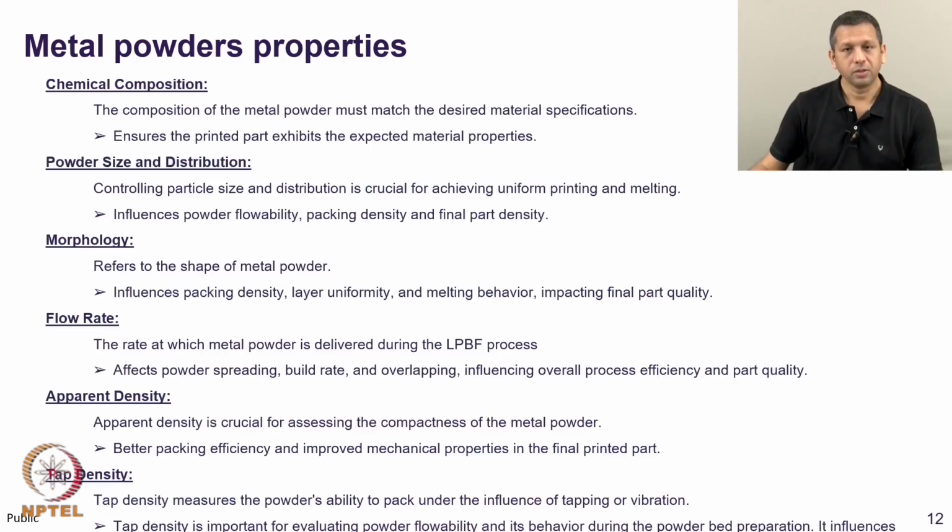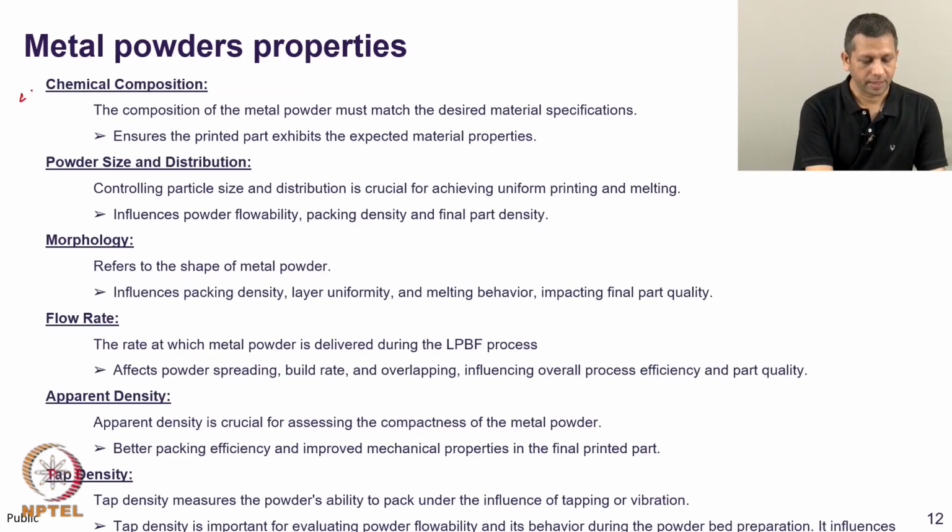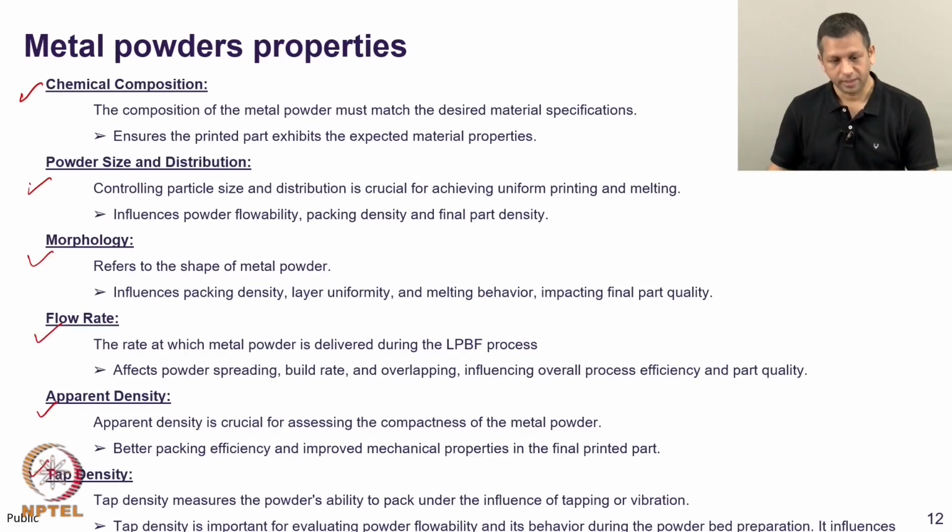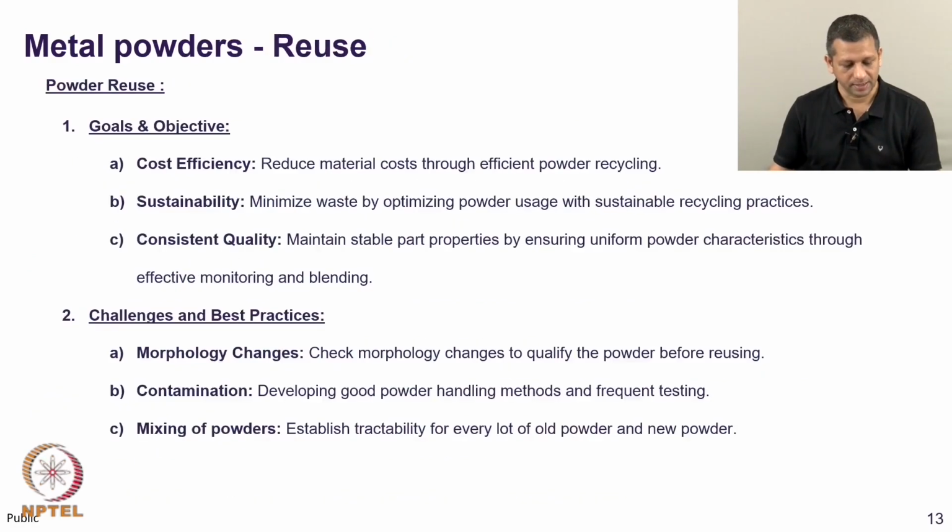We discussed about more properties of metal powders, for example, chemical composition and why it is important, what is powder size and distribution like mentioned earlier, what is morphology and how it affects the overall build quality. We discussed about how flow rate affects the material property or the build property, what is apparent density, how it is measured, and tap density and how it is different from the apparent density.